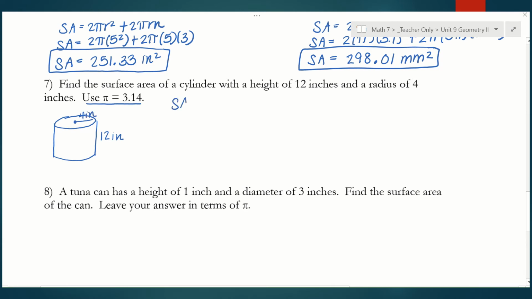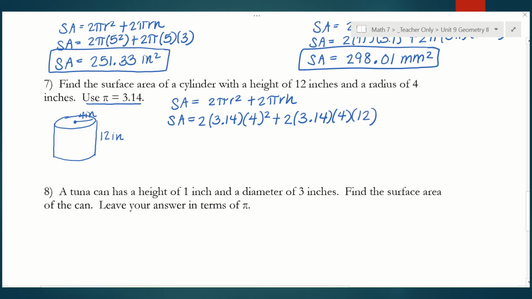Okay, so let's start with our formula. 2 pi r squared plus 2 pi r h. When we're doing our substitution step, again, remember, now we're not using our pi key. So instead of writing pi, I need to substitute in 3.14. The radius of our cylinder is 4, so 4 squared, plus 2 times 3.14 for pi, times the radius again, which is 4, times the height, which they tell us is 12.